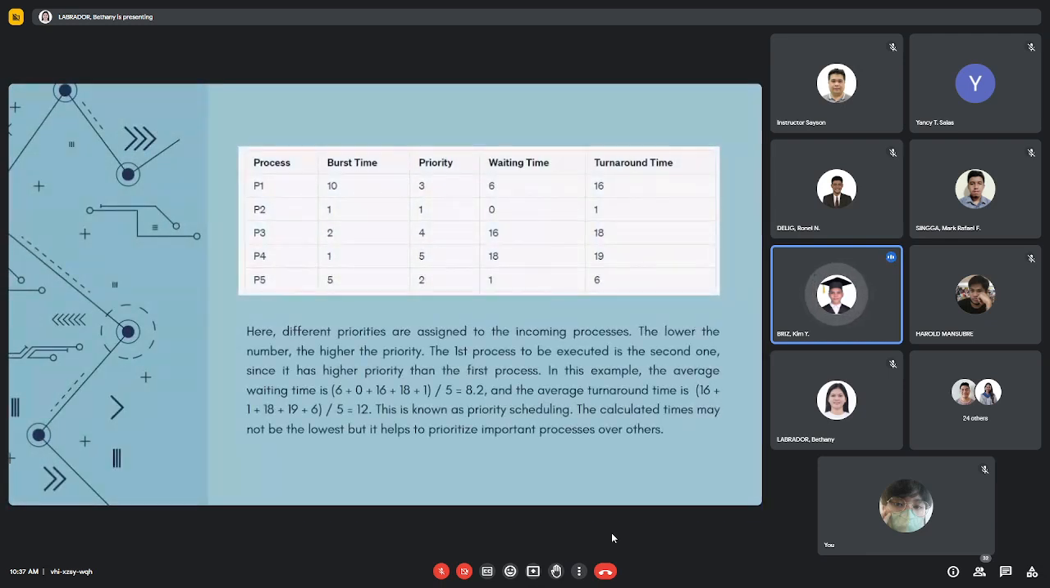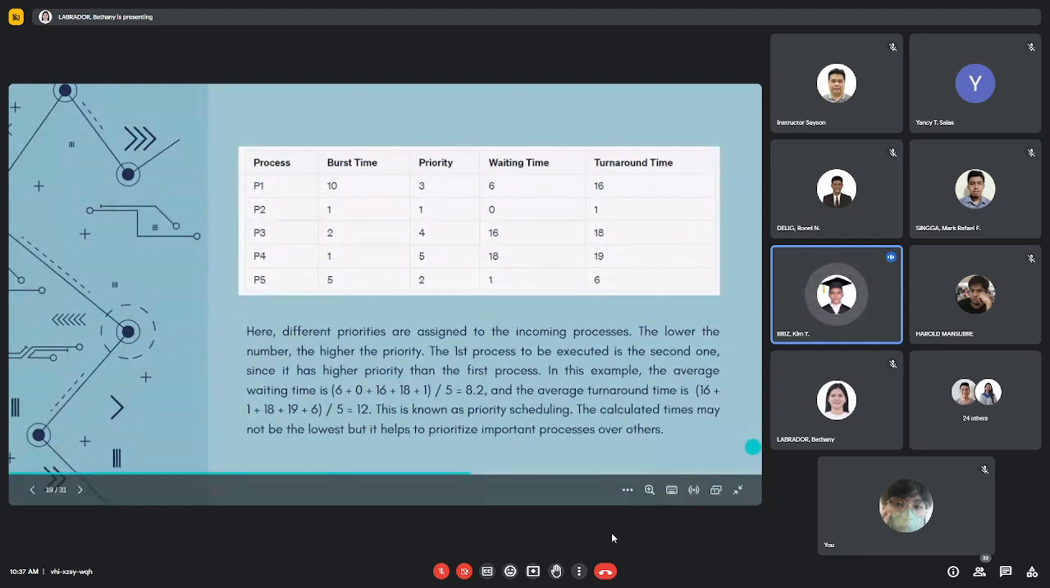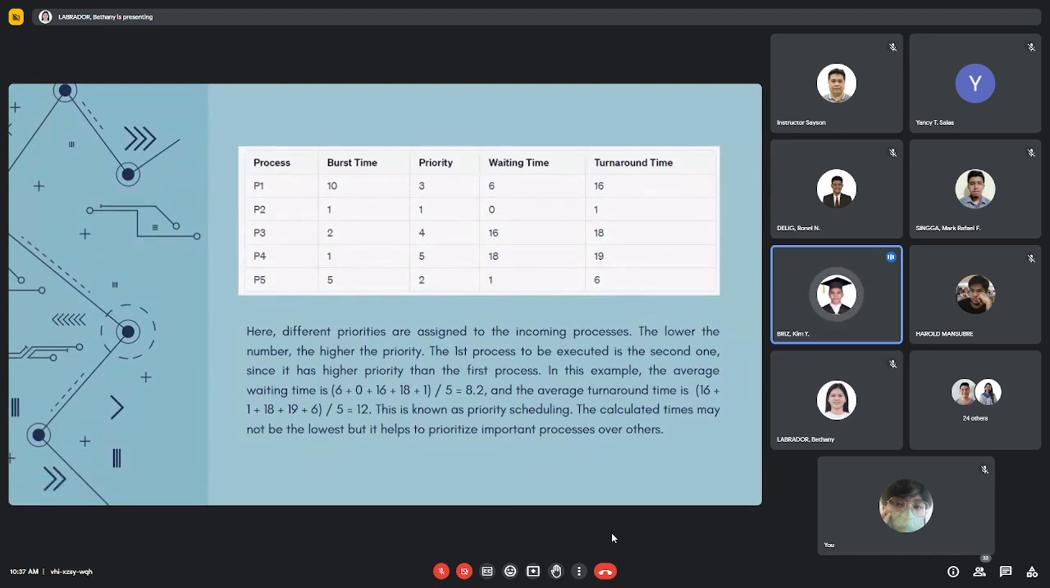So this is an example of the priority scheduling algorithm in OS. Here, different priorities are assigned to the incoming processes. In our case, if we look at the table, we have five processes at hand. We assume that these processes arrive at the same time, considering the arrival time was not given. This might be slightly different from a process that has a given arrival time. As you can see in the table, we only have the process ID, burst time, priority number, waiting time, and turnaround time. The first process, P1, has a priority number of 3.